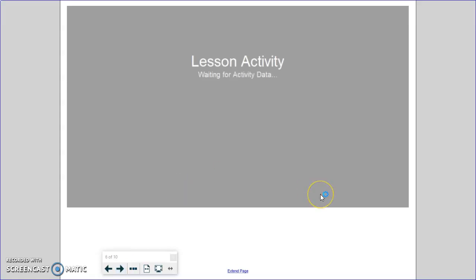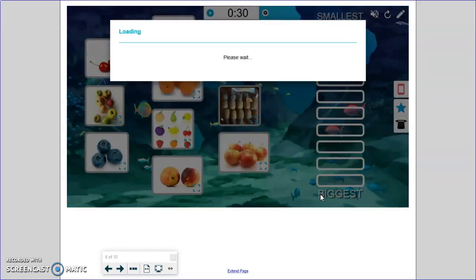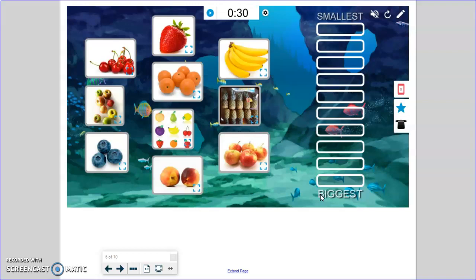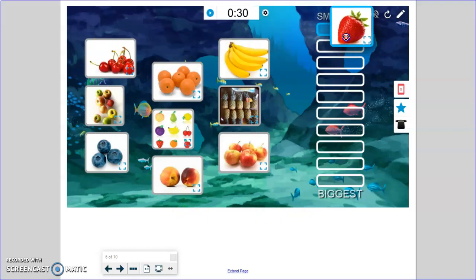Let's try a different activity. See if this will load for us. Awesome. So we have to order these from the smallest number of fruit to the biggest number of fruit. So we're going from the least to the greatest. Let's see. Which picture has the smallest number of fruit? Well, I'm looking around here and I see one strawberry on its own. So I'm going to put that in the top because I think one is probably the smallest number up here.